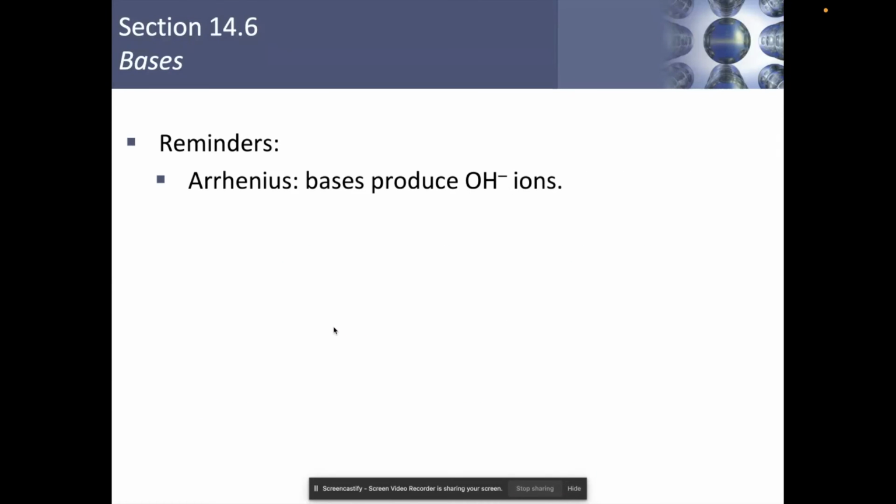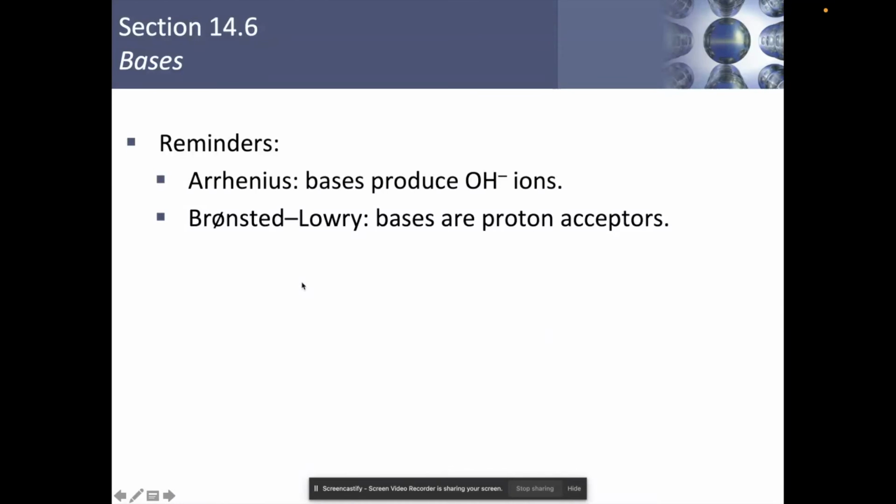So reminder for bases, we already talked about it in the last video, but Arrhenius bases produce OH minus ions. Bronsted-Lowry bases are proton acceptors. Okay, so that's the difference. Remember, Arrhenius acids are H plus producers or hydronium ion producers. Arrhenius bases are OH minus producers. Bronsted-Lowry acids donate protons. Bronsted-Lowry bases accept protons.